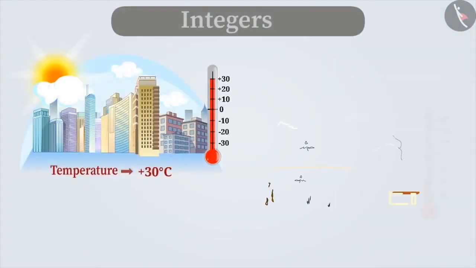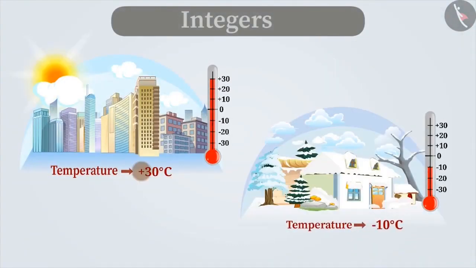We come across many situations in our daily life where there is a need to represent numbers with a positive or a negative sign. For example, the temperature of Mumbai is usually above 0 degrees centigrade and is represented with a positive sign before the number. During winters, do you know that the temperature of Srinagar falls below 0 degrees centigrade? This has a negative sign before the number.